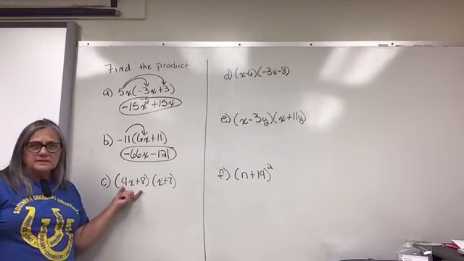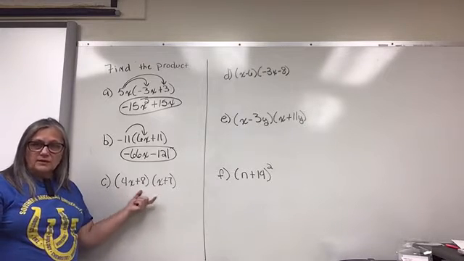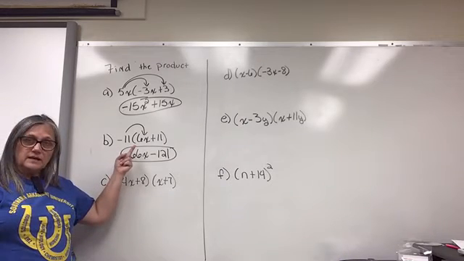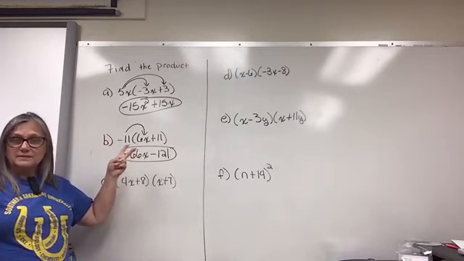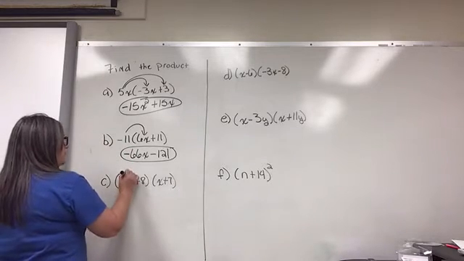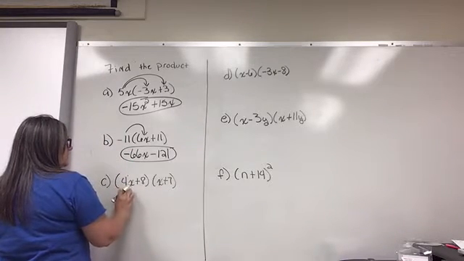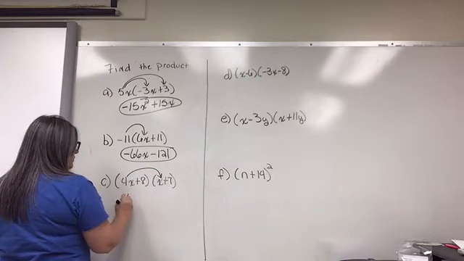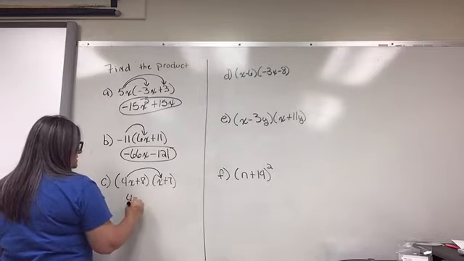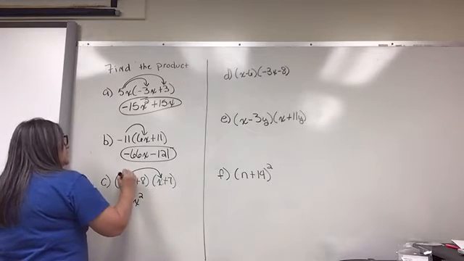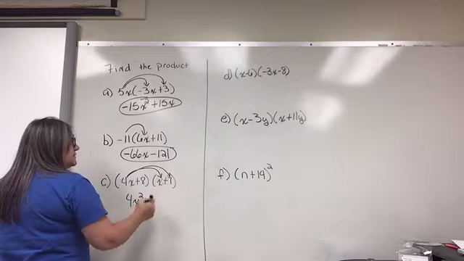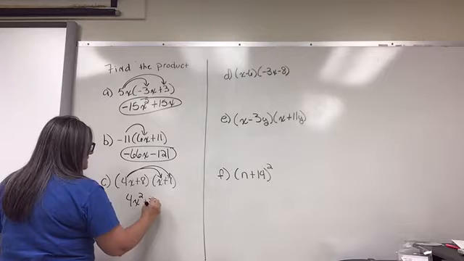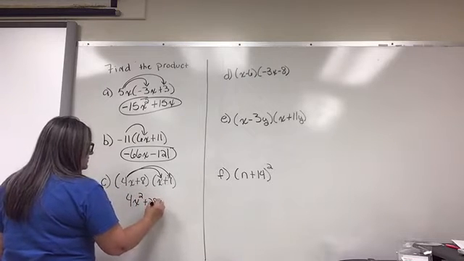Now what happens when I have a binomial times a binomial? Well, I have to do just exactly what I did up here, except twice. So I take the 4x, and that's the only one I'm going to look at right now, and multiply it times the x. Well, 4 times 1 is 4. X times x is x squared. Now I take the 4x and I multiply it times the 7. Well, 4 times 7 is 28, and the x.